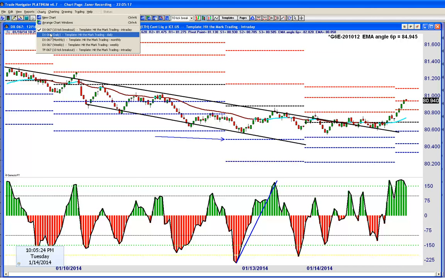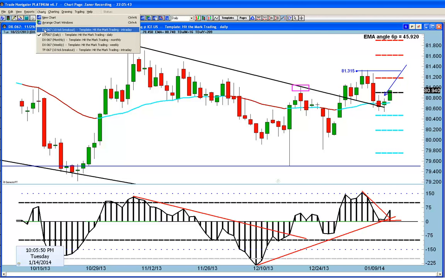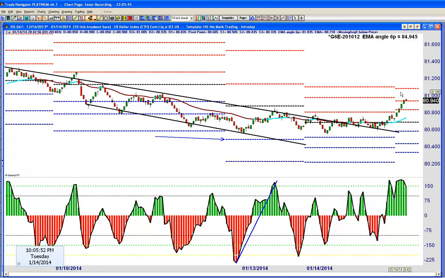Okay, all right. Now let me go to the daily one more time. Okay, so 8117, this red line here, that's probably going to be the first pop. Okay, all right. Very good. Everything's just going according to plan here as far as I'm concerned. 8117. Let me just look at the intraday one more time and I'll let you go.